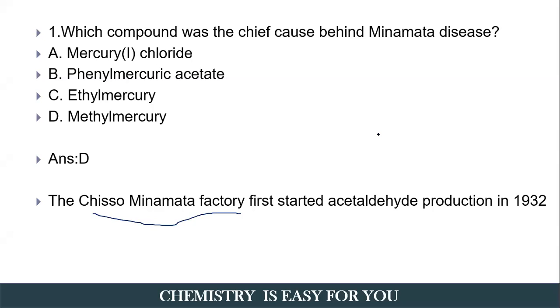So this question can be asked in that way also. They can give the name of this factory or the year and then again ask for the chemical compound. So just be aware of all these general chemistry facts. It will be helpful for you in every stage of your life, in whatever exam you are writing.